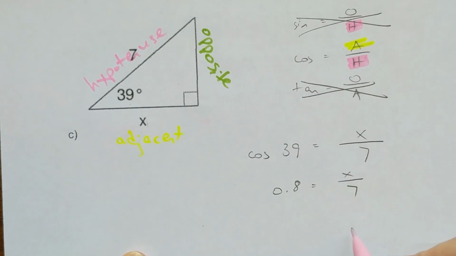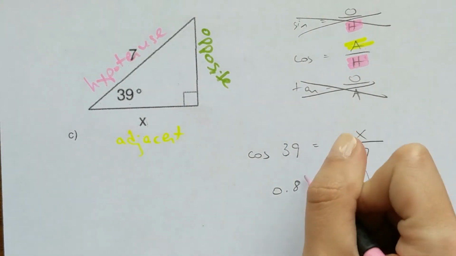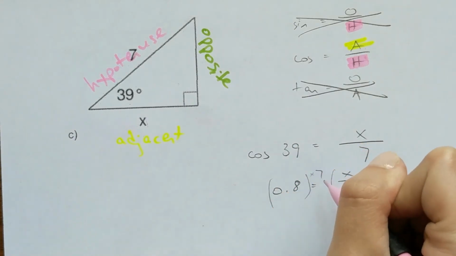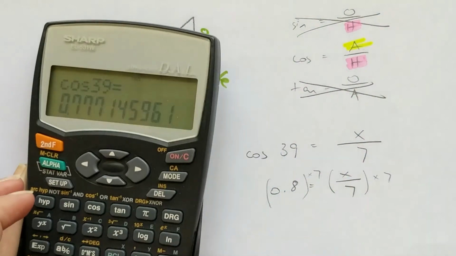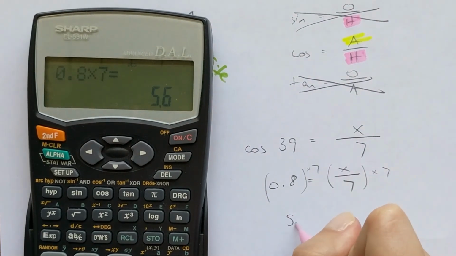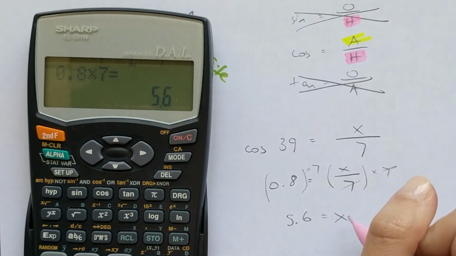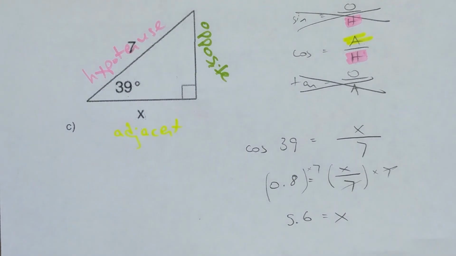In order to get x on its own, I have to use my opposite operations. So I multiply everything by 7. I'm going to do 0.8 times 7. That gives me 5.6. And these 7s cancel out. For my final answer of x is 5.6.